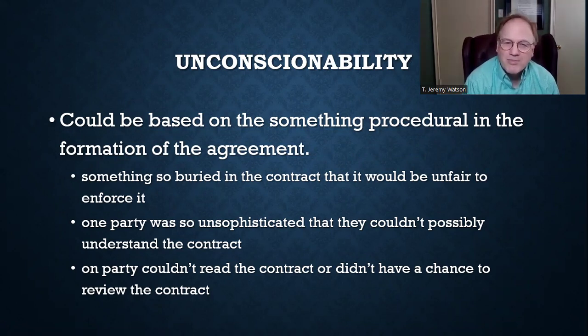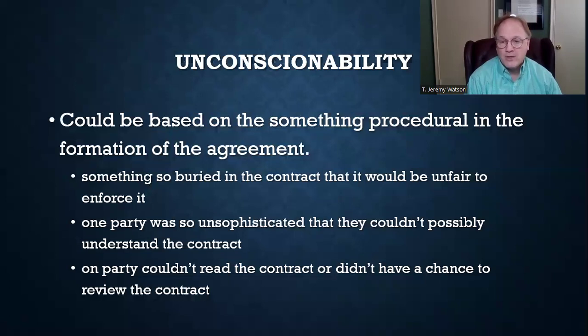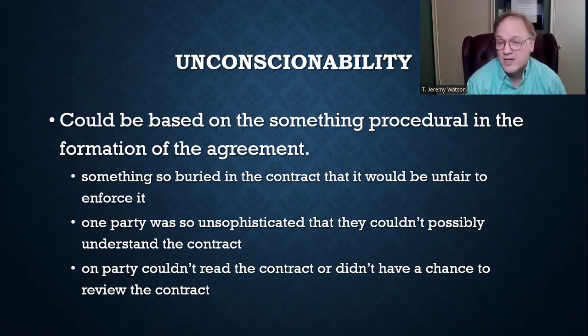Okay, so unconscionability could be based on something in the formation of the agreement. Remember when we're talking about fraud, we talked about fraud in the inducement or fraud in the execution. Fraud in the execution was about the contract itself, the way the contract itself was formed, whereas fraud in the inducement was about what was a lie about the consideration, right? The subject matter of the contract, misrepresenting that. Similar when we talk about unconscionability. We could have unconscionability in the procedural formation of the contract, right?